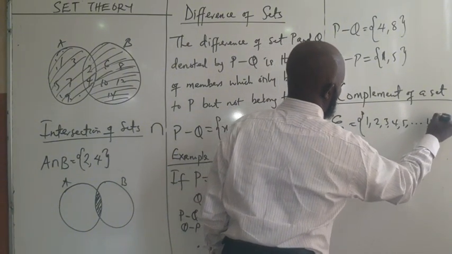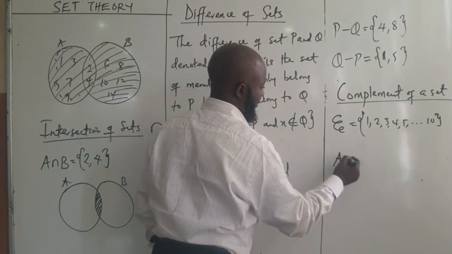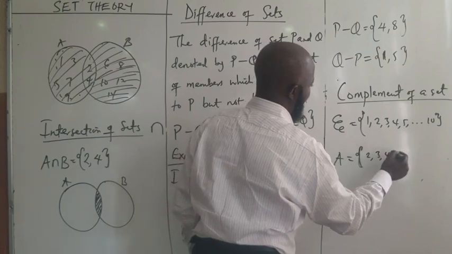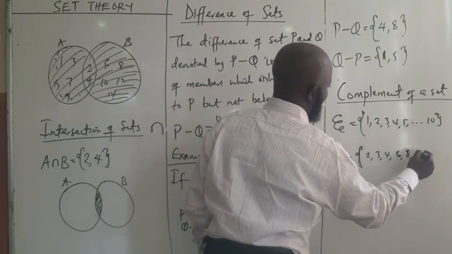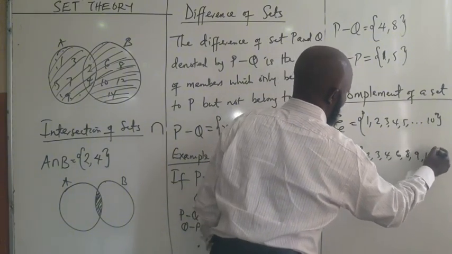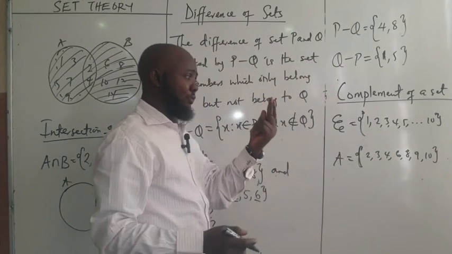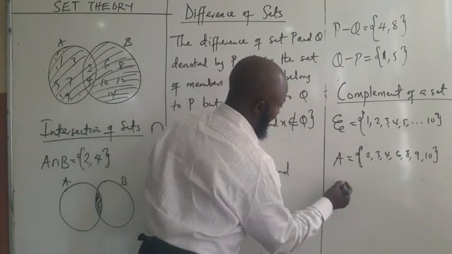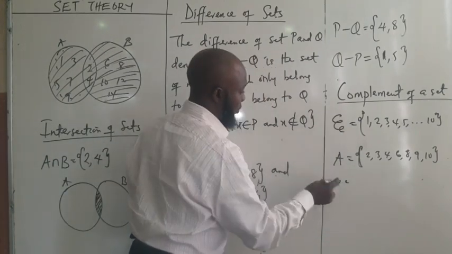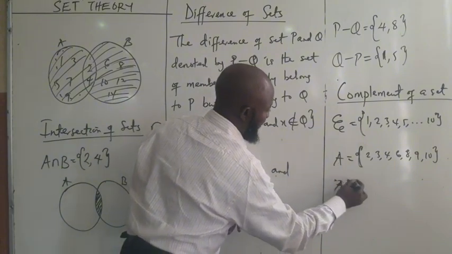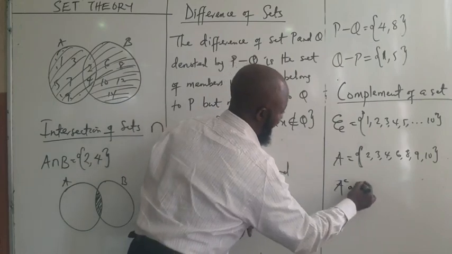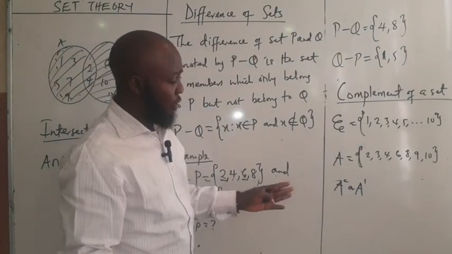Let's say, for example, we have universal set E to be this, 1, 2, 3, 4, 5 to 10. We now have set A, which is this: 2, 3, 4, 6, 7, 8, 9. And for complement of a set, we have 2 symbols that we use. Either you use an apostrophe or you use a small c at the top. So we want to find A complement, with a small c at the top of A like this, or you have A apostrophe. We are still saying the same thing. This is for complement of A.